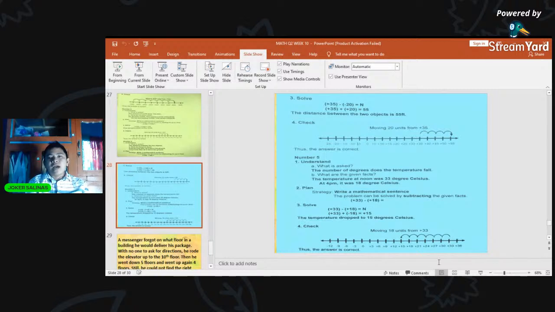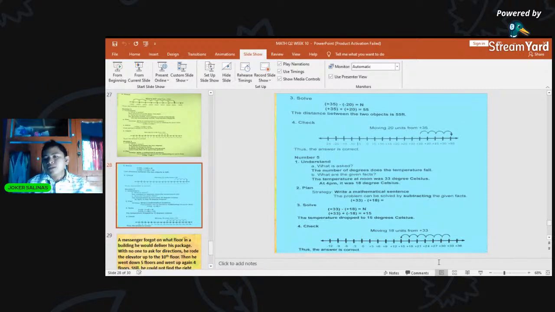And for number 5, what is asked there is the number of degrees the temperature fell. The temperature was 33 degrees Celsius, and at 4 p.m. it was 18 degrees Celsius. So the mathematical sentence is positive 33 minus positive 18 is equal to n. So 33 plus negative 18 is equal to positive 15. So the answer is positive 15.